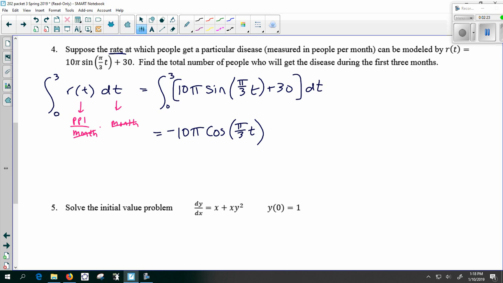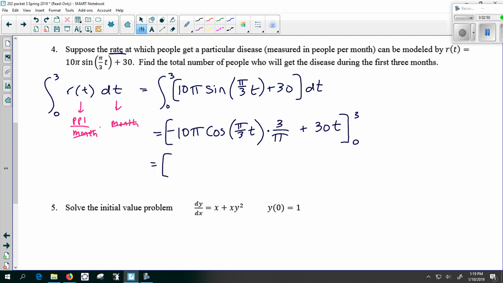But then the chain rule says I'd have to multiply by pi over 3, and I don't have that there. So if I put 3 over pi here, then it will cancel. You can also write out a u substitution if that's not clear to you. And then I have plus 30t as my antiderivative of 30. And I'm going to evaluate all of this from 0 to 3.